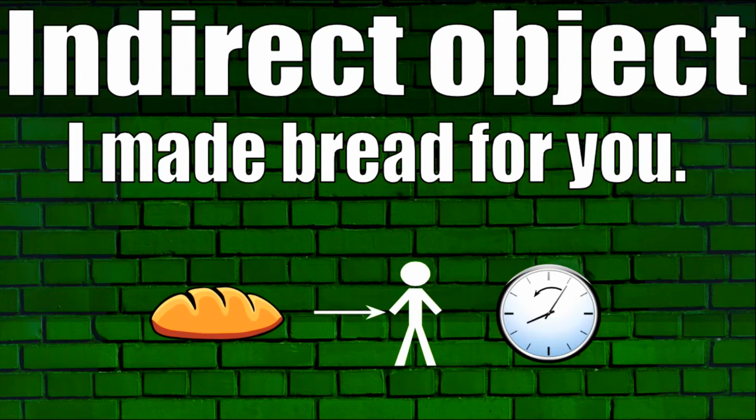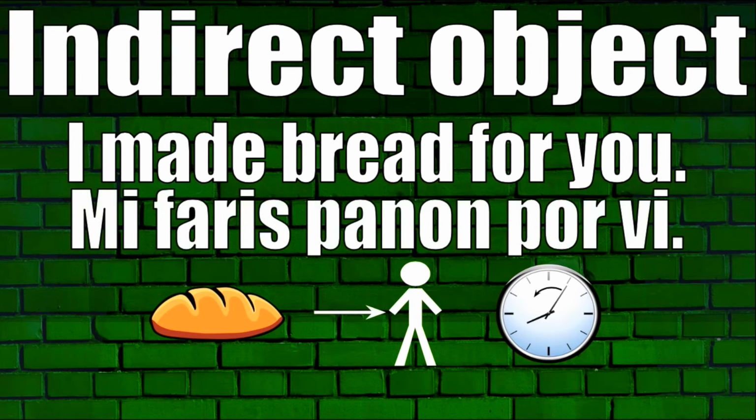How about, I made bread for you? This is going to use the verb fari, but do you remember the past tense? Mi faris panon por vi. The word pano has the n ending because it's what's being made, and we say por vi because it's for you.